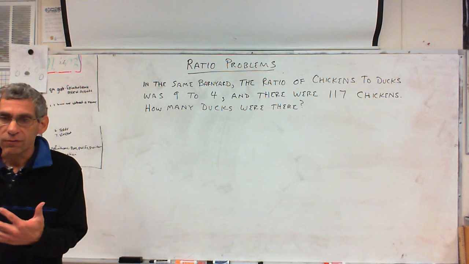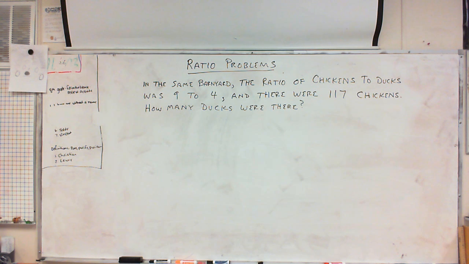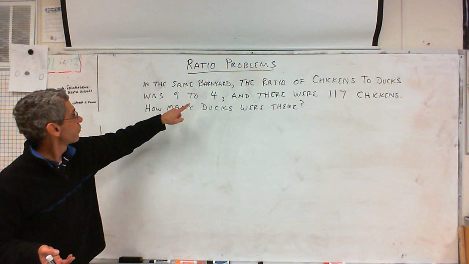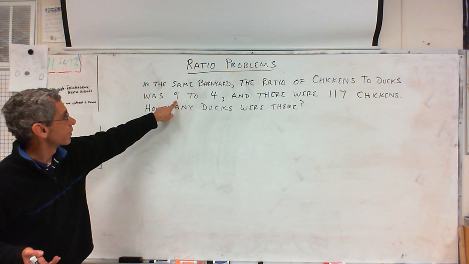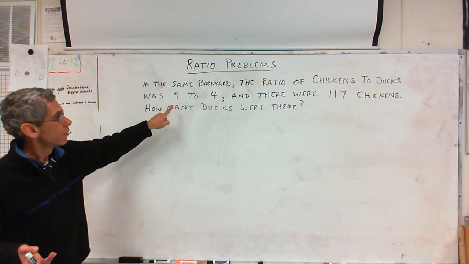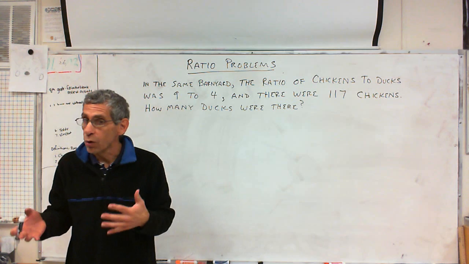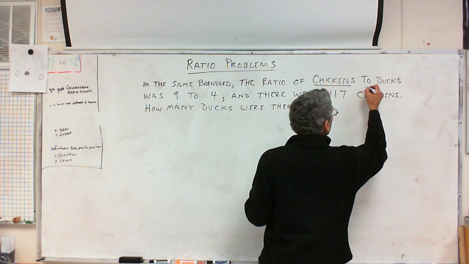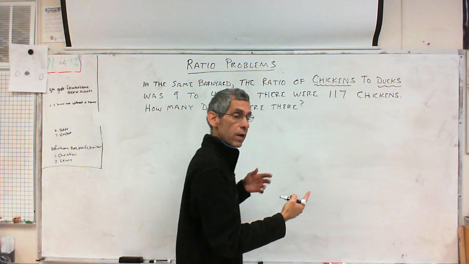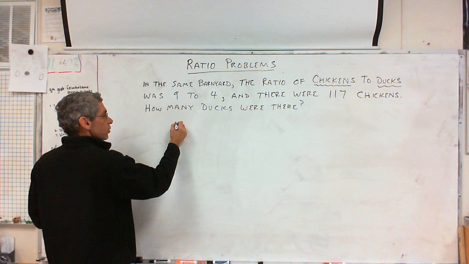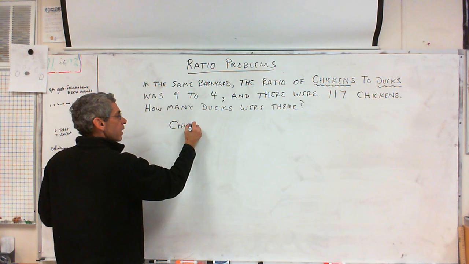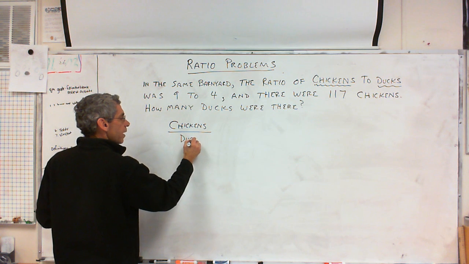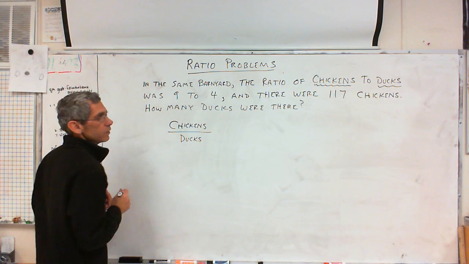So in real life, it really matters which one comes first and which one is on top, right? 9 to 4, the ratio, 9 what? 9 chickens to 4 ducks. So it's important, the order matters here. Look, chickens is first. It says chickens to ducks. That's a ratio. I always put the first one in the numerator, and I put the second one in the denominator. Chickens to ducks.